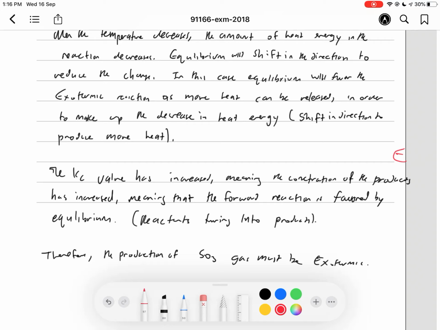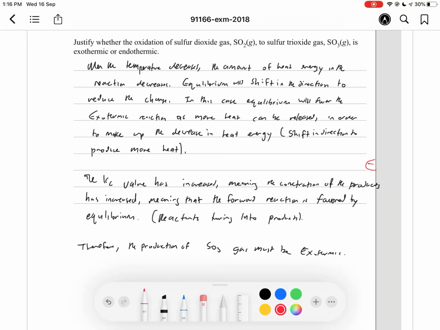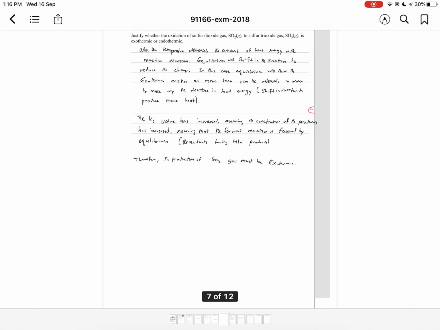To get an achieved grade, if you just state that the decrease in temperature favors the exothermic reaction, so you're saying that because there's a decrease in heat energy, equilibrium will shift in the direction to produce more heat energy, and therefore it's going to favor the exothermic reaction. Just saying that will get you an achieved. To get an excellence, you need to link both of those points together. Okay. Alright, so therefore, that's it for that question.